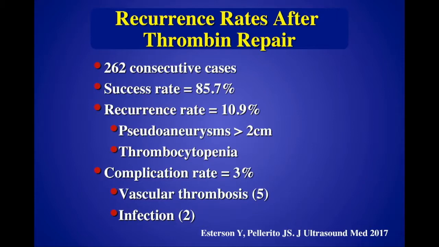I was surprised that it was so high, because as many of these cases go on, I don't see them all, and I don't get follow-up in all of them. Of these 11% of recurrences, we found that the factors that seemed to be the most important were large pseudoaneurysm size and thrombocytopenia. Our complication rate was 3%, and this was related to 5 cases that had vascular thrombosis and 2 that ended up developing an infection.